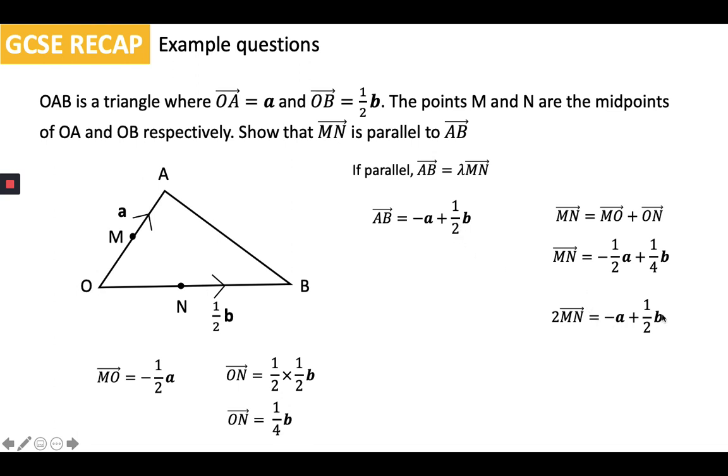Once I've shown this, that means AB is 2 lots of MN, and I can say that therefore AB and MN are parallel. That's it. As long as I've proved that this is true, and shown that there is a number for which this holds true, then I can say that they are parallel, and I'm done.